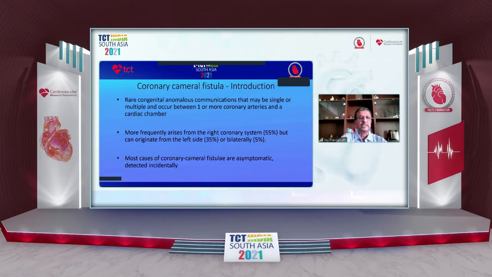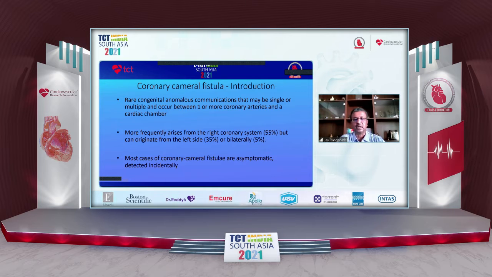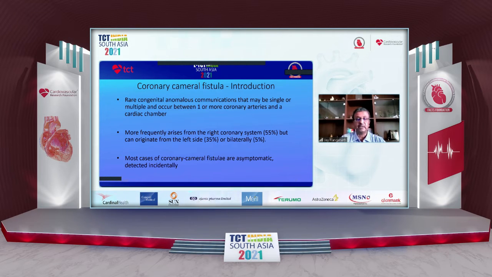Thank you, Dr. Srinivas Kumar. Thanks for inviting me. So a brief introduction about this particular condition. It's a rare congenital anomalous communication that may be single or multiple and occurs between one or more coronary arteries, usually solitary, and a cardiac chamber. It most frequently arises, according to the literature, from the right coronary system, but it might vary according to the various series. A lot do originate from the left side or, very rarely, bilaterally. Most cases of fistula are asymptomatic, detected incidentally.